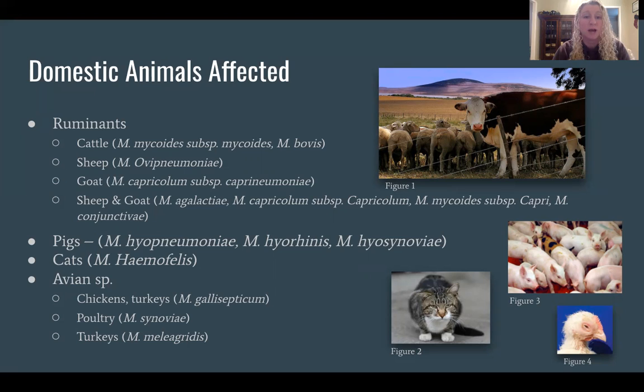I will say out of all the species that it does affect, Mycoplasma haemophilus in your cats, I tend to know a little bit more about. And you're going to know more about this one in your general practice for small animals, more so than your large animal, unless you're in a strictly large animal facility dealing with your cattle and sheep and goats.